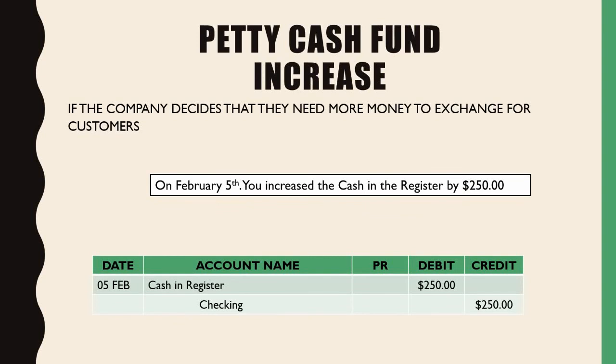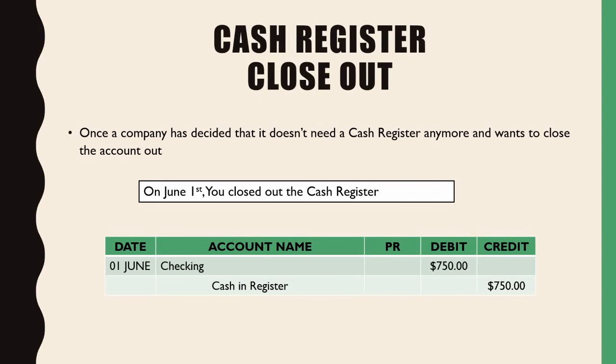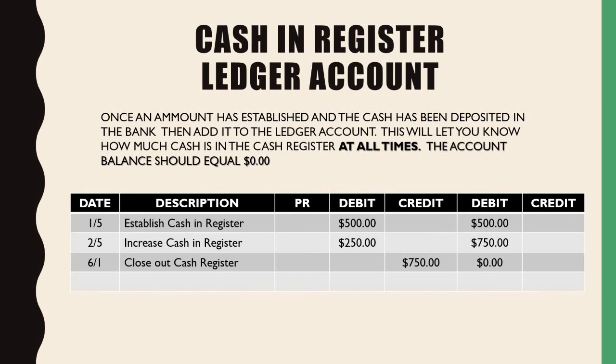And for any reason that you need to increase your cash register, maybe because sales are picking up and the amount of cash in the register isn't enough to exchange with your customers, then you can choose to increase it by doing the same thing: debit the cash register, credit the checking account, and then post it into your ledger. Same thing for any reason that you choose to close out or decrease it. Like maybe you no longer have a credit card system and you only accept credit cards. That would be a reason why you would close out your cash register. But in most cases, you would least likely close out a cash register. And of course, you say, well, I'm going to take out $750 to make my cash register account 0.